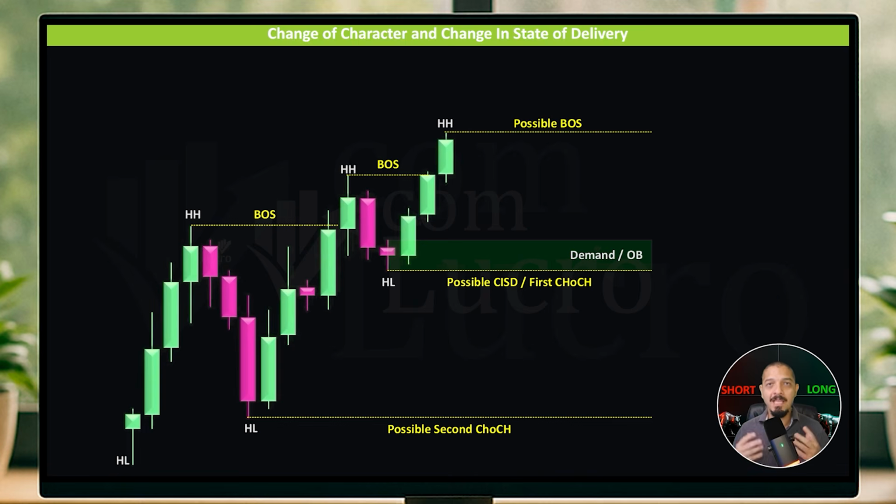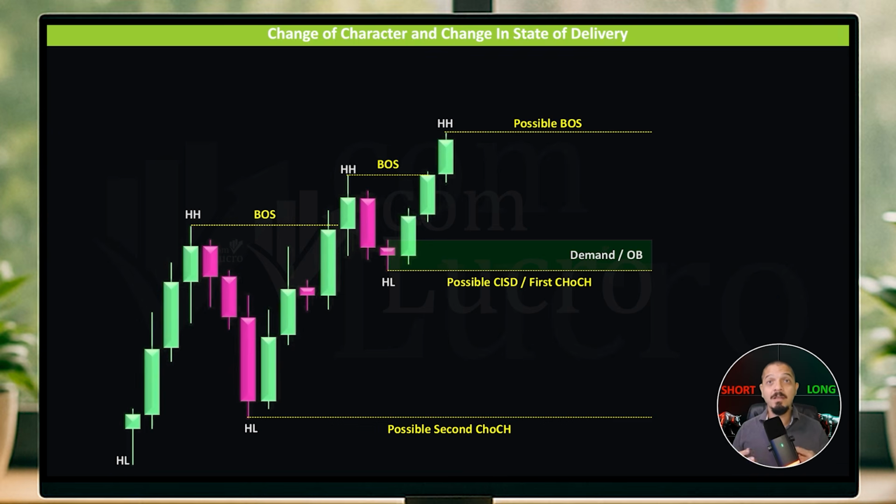Some traders mark the candle open as the CISD reference. In our approach, CISD is marked at the pullback extreme, just like change of character and break of structure, using the highest point in a bearish scenario and the lowest point in a bullish scenario.